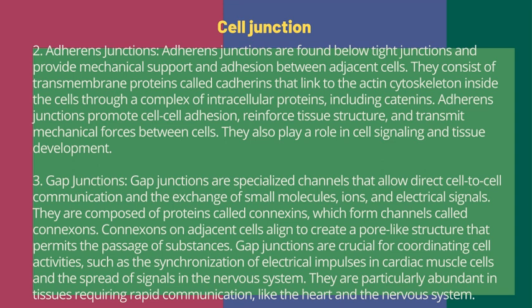Third, gap junctions. Gap junctions are specialized channels that allow direct cell-to-cell communication and the exchange of small molecules, ions, and electrical signals. They are composed of proteins called connexins, which form channels called connexons. Connexons on adjacent cells align to create a pore-like structure that permits the passage of substances. Gap junctions are crucial for coordinating cell activities, such as the synchronization of electrical impulses in cardiac muscle cells and the spread of signals in the nervous system. They are particularly abundant in tissues requiring rapid communication, like the heart and the nervous system.